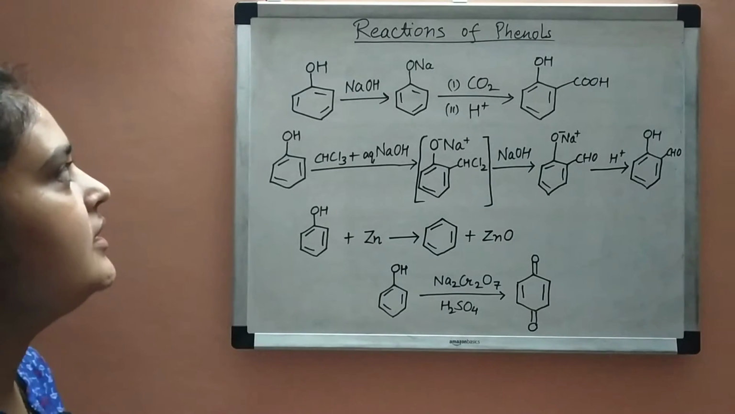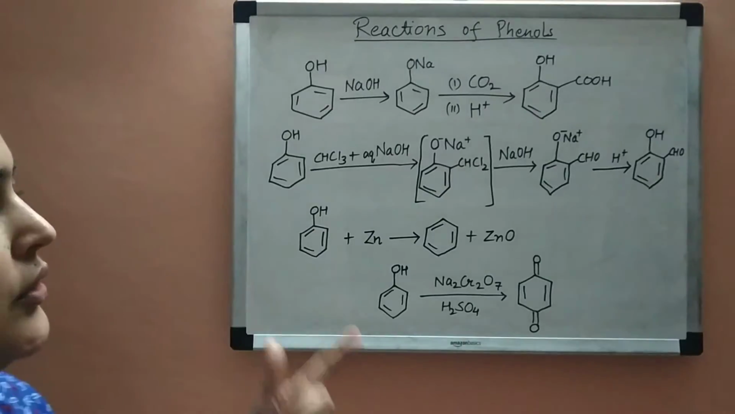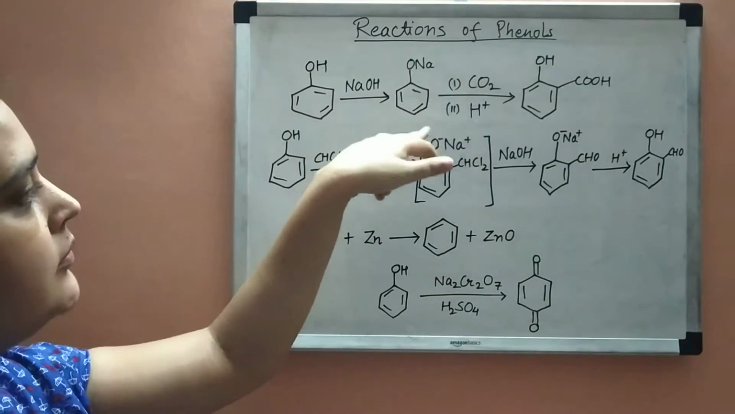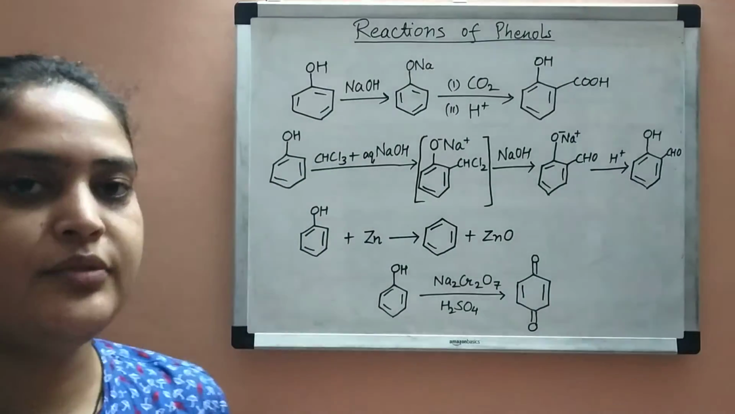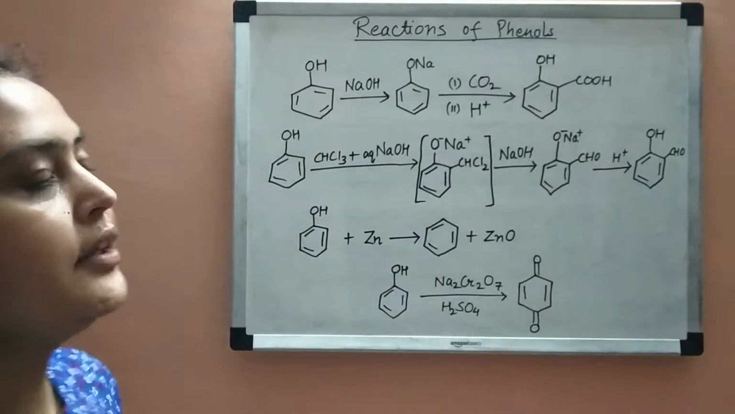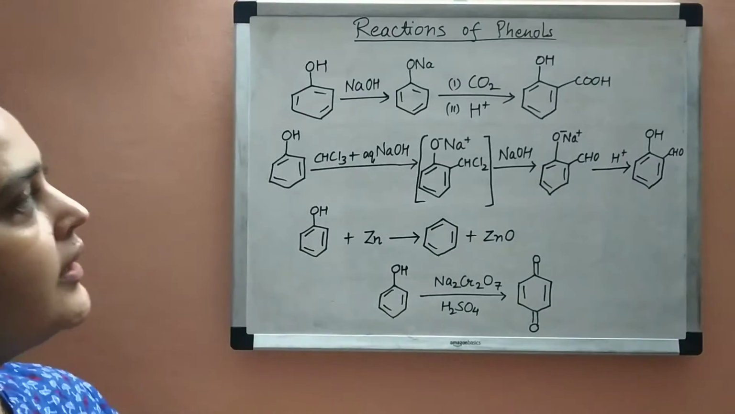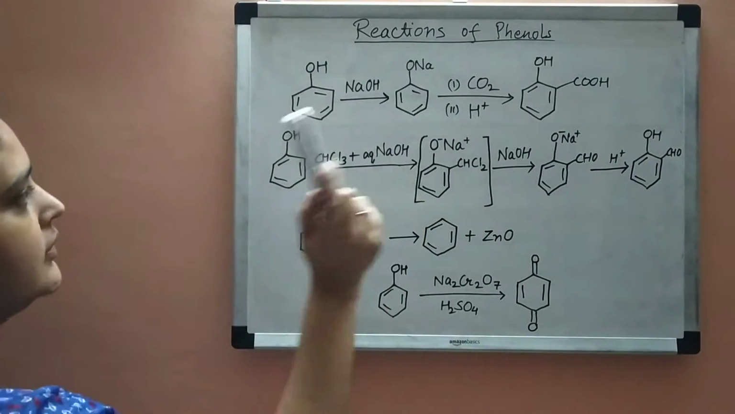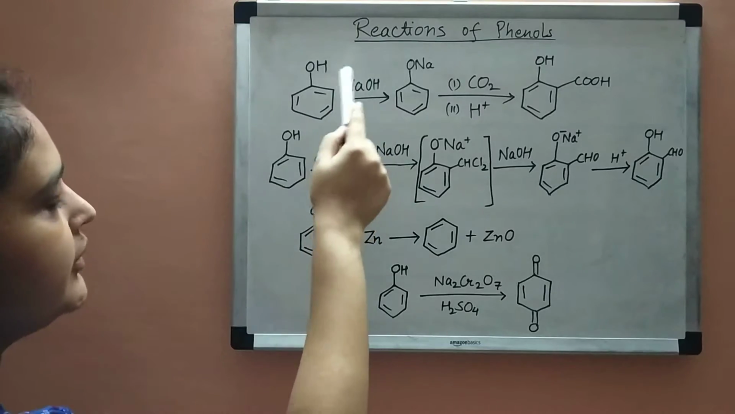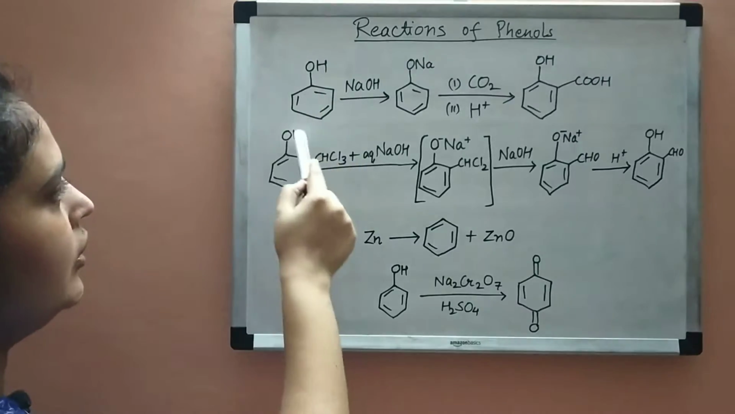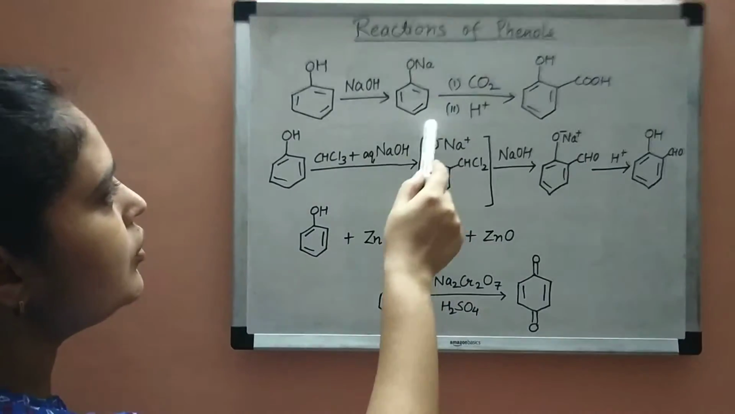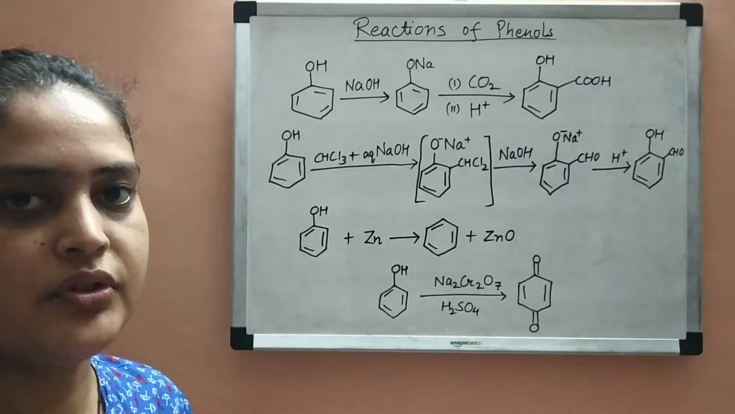Before we proceed, one thing you have to see is that the sodium phenoxide molecule is more reactive than phenol because it activates the ring, and therefore electrophilic substitution reaction occurs more readily in the case of sodium phenoxide. So in the first reaction, if we add sodium hydroxide, that is NaOH, to phenol, then what happens? Sodium phenoxide is formed, and now this is more reactive towards the electrophilic substitution reaction.